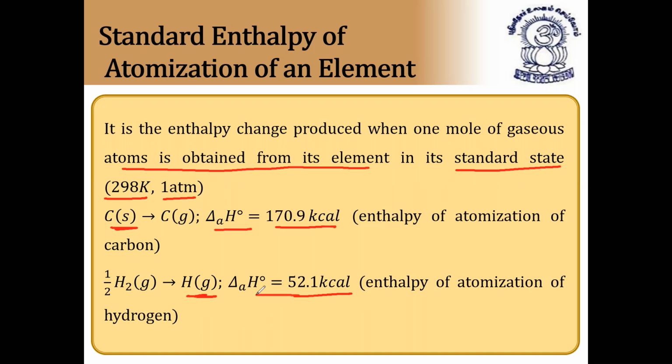So to break up a molecule into atoms, we require heat. That heat is called the enthalpy of atomization. To change the molecule into atoms, we require some heat. That heat is called the enthalpy of atomization, and it is an endothermic process, because we have to give some energy so that only then the molecule can break up into its respective atoms. So this is called enthalpy of atomization.